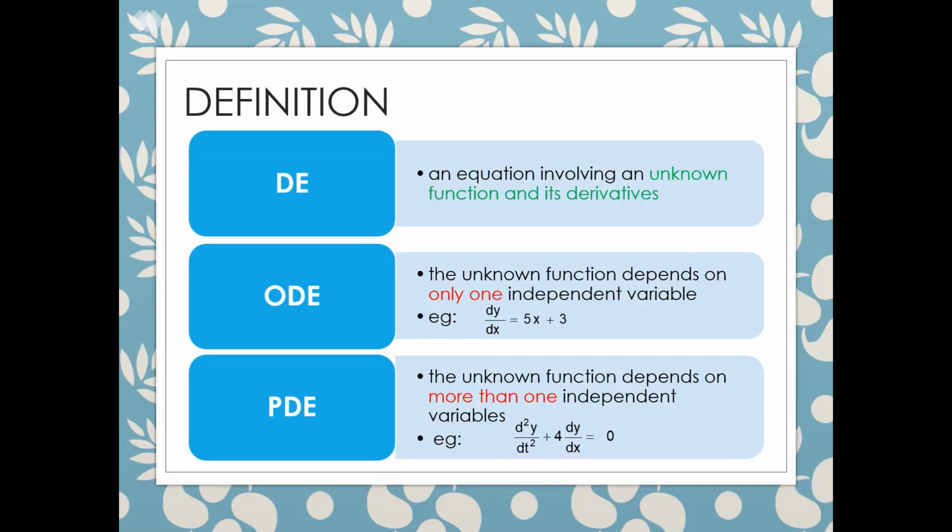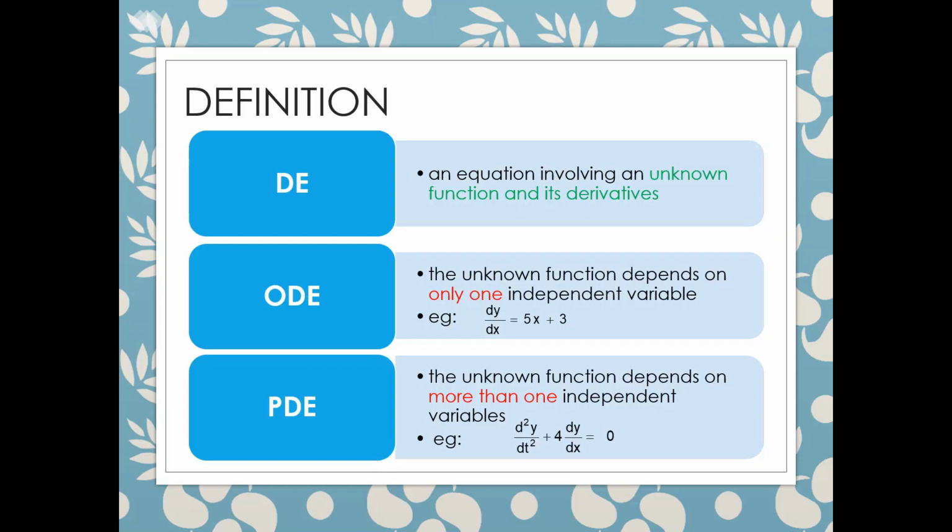For ODE, the unknown function depends on only one independent variable. For example, dy over dx equal to 5x plus 3. Here, the unknown function y depends on only one independent variable, which is x.